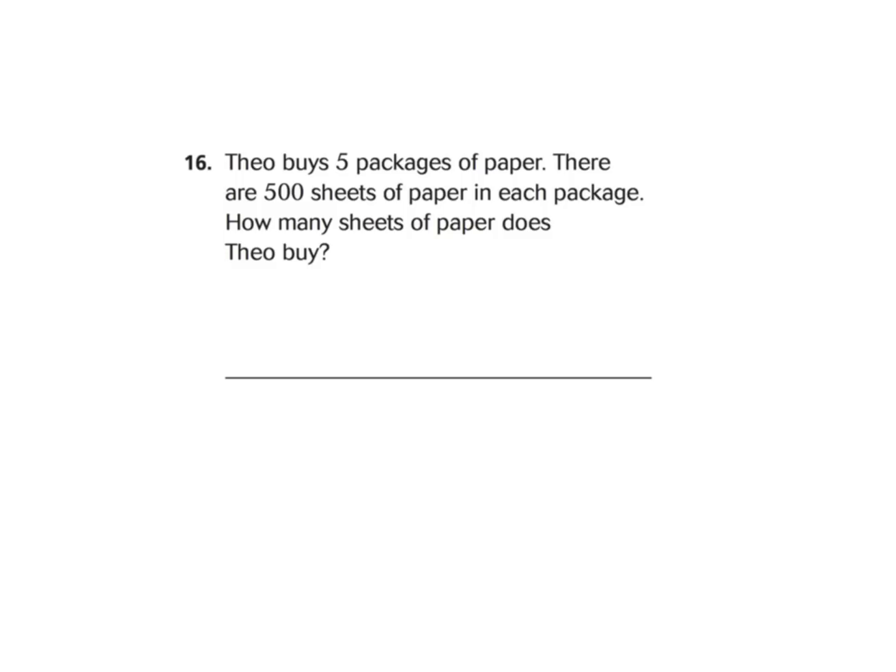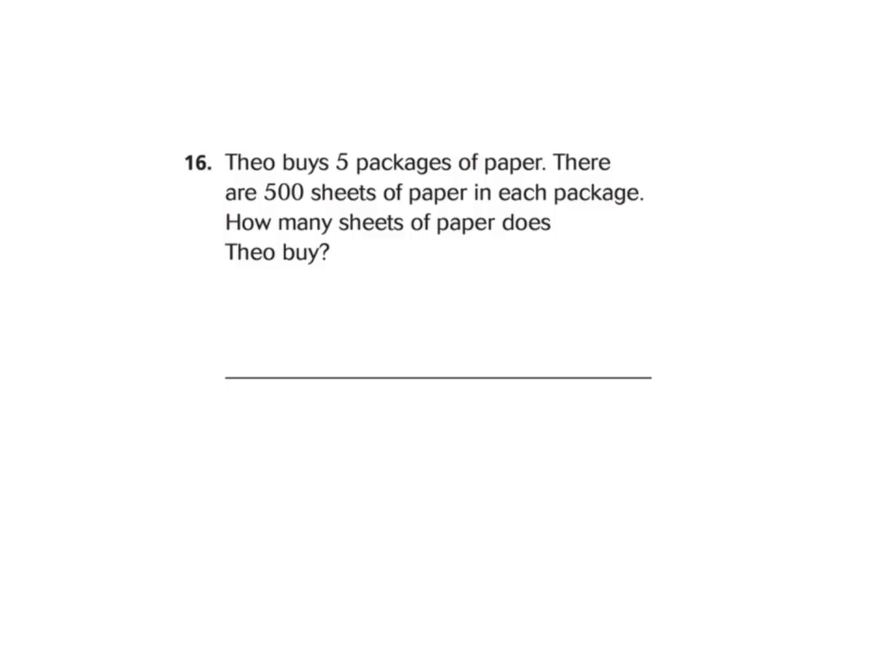All right, Smarties, it's that time again. You're going to show me what you know. Number 16 you're going to do on your own, but I'm going to read it to you to give you a little bit of a head start. Theo buys 5 packages of paper. There are 500 sheets of paper in each package. How many sheets of paper does Theo buy? Set up your multiplication problem and use your basic facts to solve. Push pause so that you can stop the video, and when you're ready to check your answer, push play.